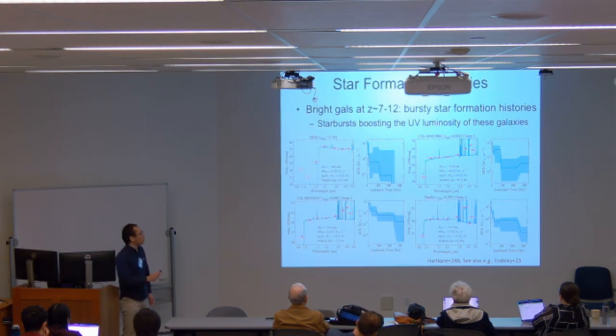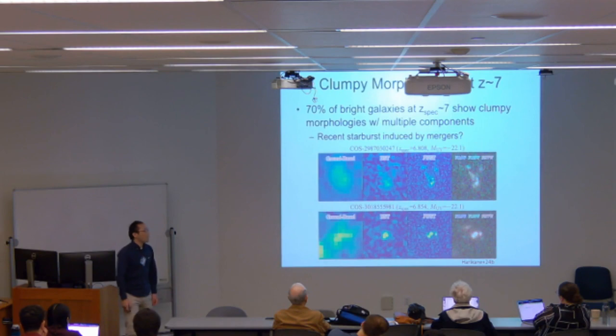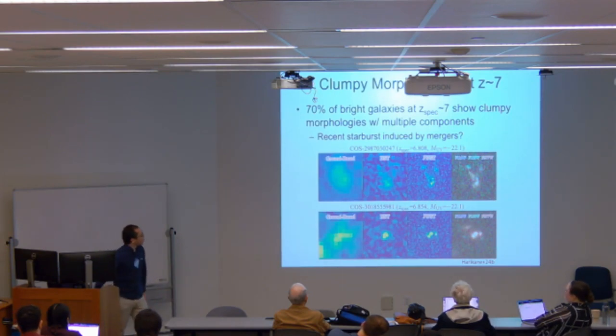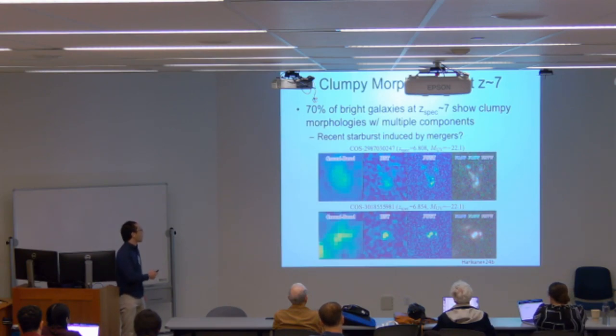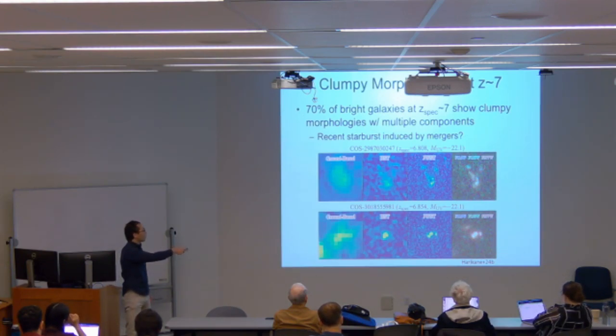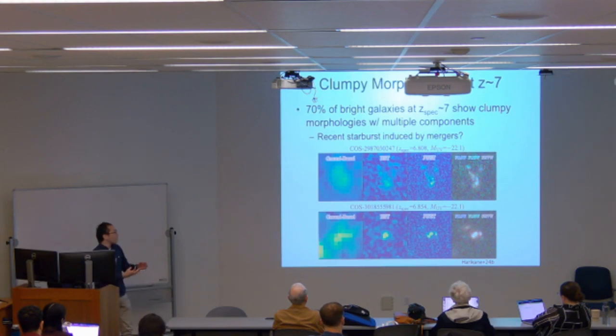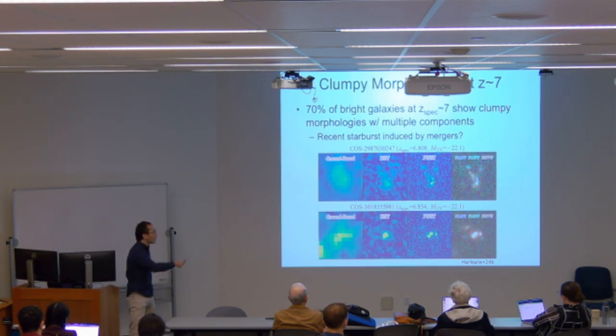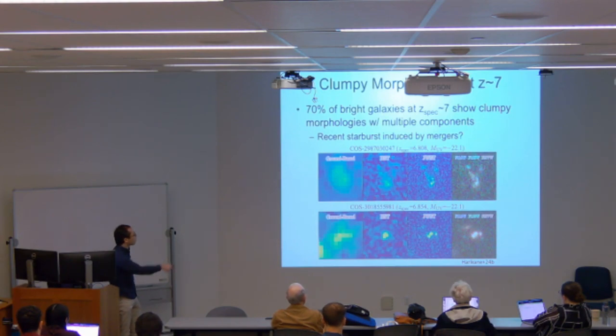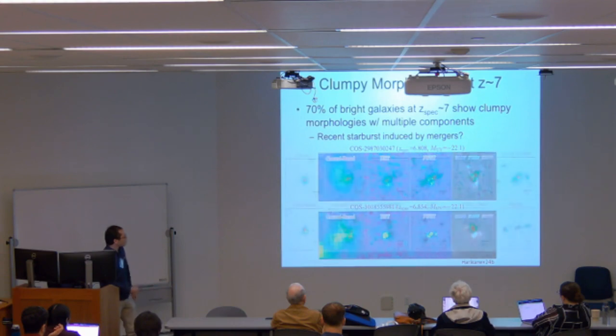Then what makes this starburst? Actually, we can also answer if we look at morphologies. Here I show two examples of bright galaxies at z~7 taken with different telescopes. With the ground-based telescope and the Hubble Space Telescope, these galaxies are marginally resolved. However, with very high resolution JWST data, we can well resolve these galaxies into multiple clumps. So these galaxies show very clumpy morphologies.